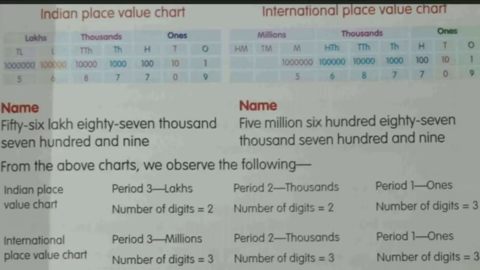In the Indian place value chart, the first period is the ones period having 3 digits, the second period is the thousands period having 2 digits, and the third period is the lakhs period having 2 digits. In the international place value chart, the first period is the ones period having 3 digits, the second period is the thousands period, which is the same as in the Indian chart, but the number of digits here is 3. The third period is known as the millions period, and again it has 3 digits.